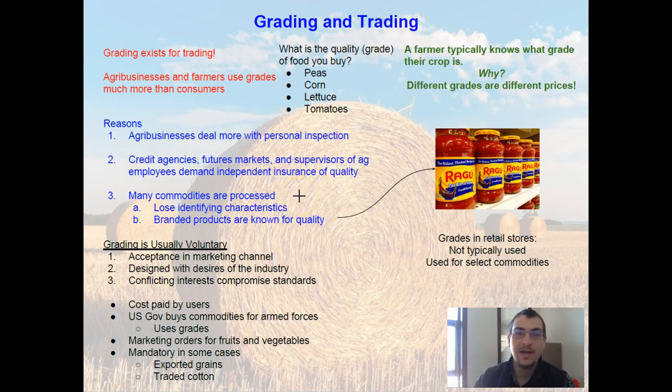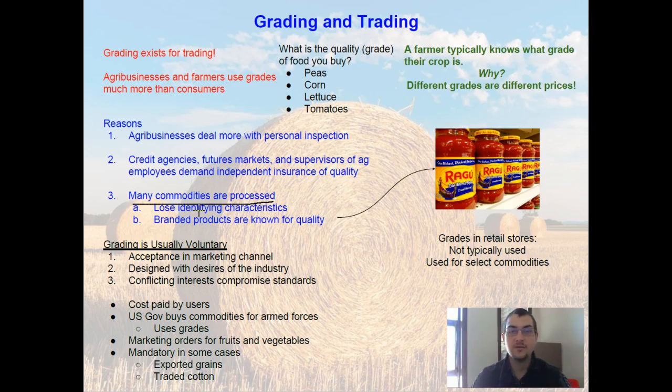Another reason why agribusinesses use grades more than consumers is because many commodities are processed. Think about this. Whenever you go to the store and you buy goods, you're typically buying processed goods. You might go in there and visually inspect certain types of goods, more along the lines of commodities, such as vegetables, fresh fruit, eggs, beef, something like that.